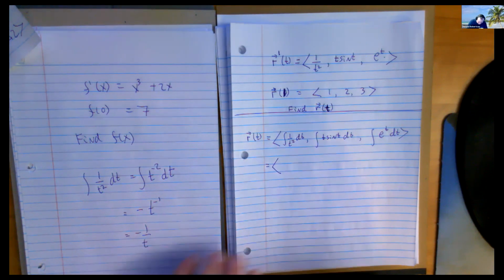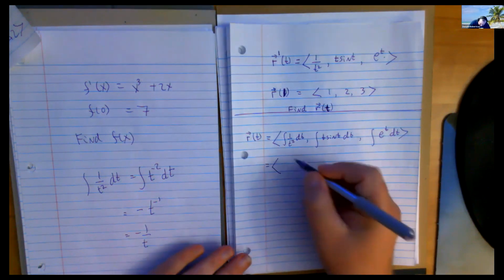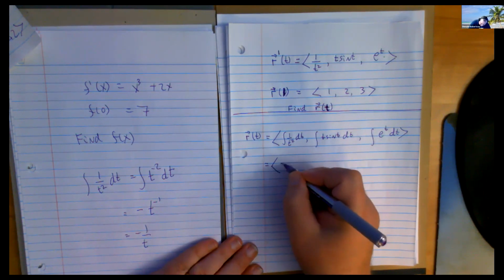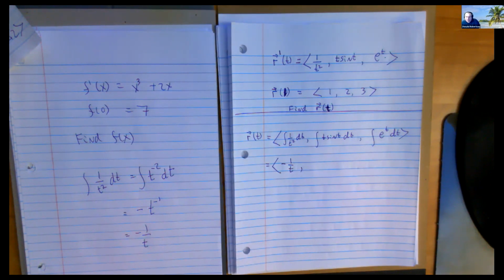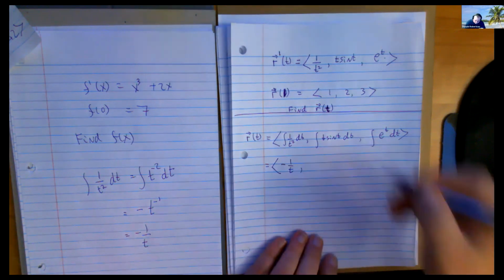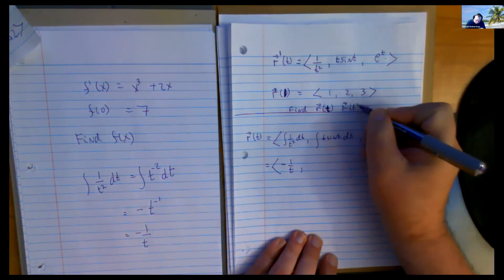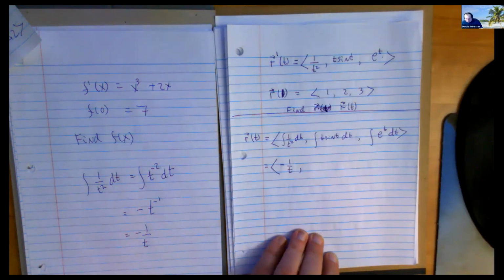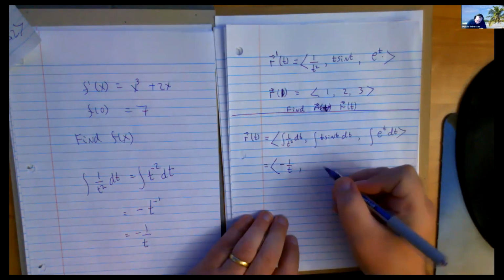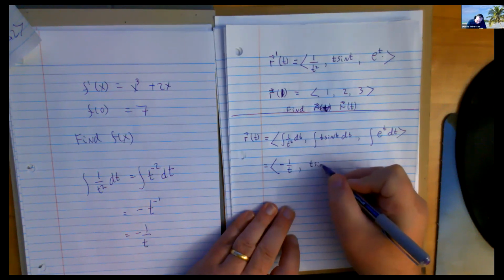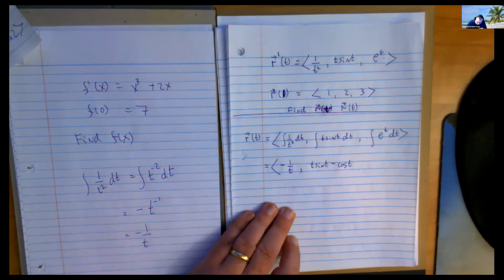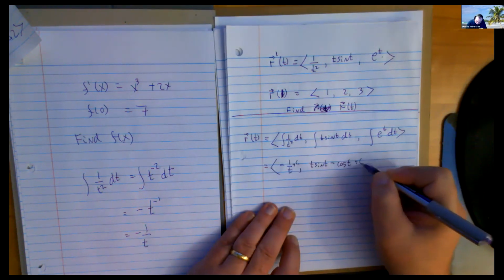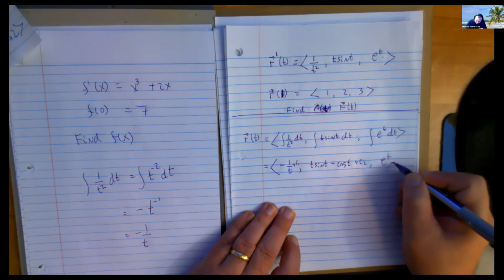So now I can do this. It's going to be negative 1 over t. Okay, what about t sine t? What's that going to look like when you integrate it? Well, it's going to be integration by parts. Depends how you want to do it, but I believe you get t sine t, take away cosine t. And that's your third one, e to the t.